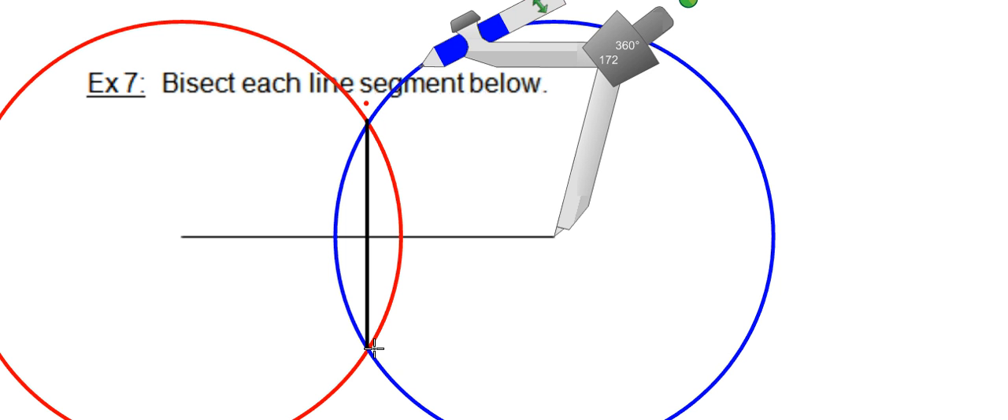All right, at this point I'm going to have you go ahead and again pause the video so that you can practice bisecting the other 3 line segments on this page.